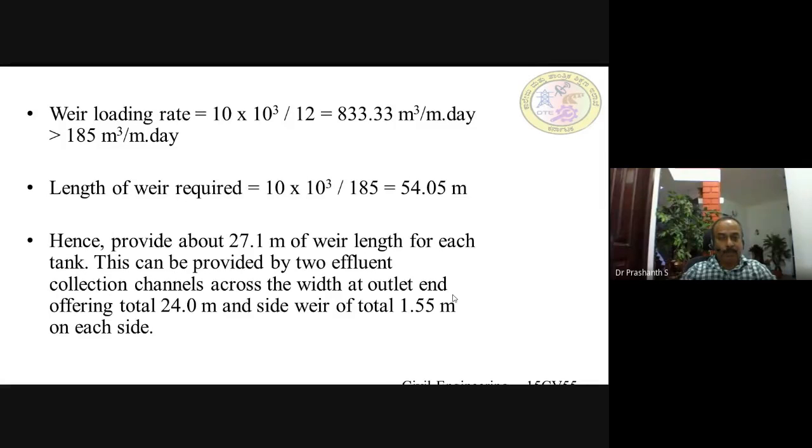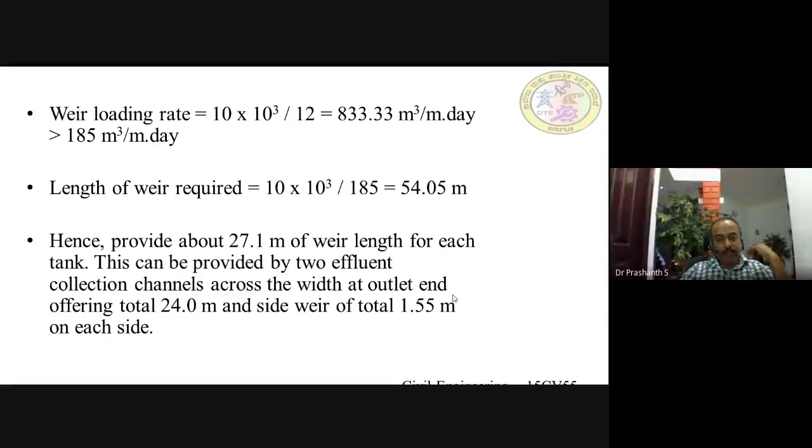So divided by 12 gives you 833.33 meter cube per meter day. It's quite naturally greater than 185. So weir loading rate is also fine. So what is the length of the weir required? Length of the weir required is 10 into 10 to the power 3 divided by 185 gives you 54.5. So hence provide about 27.1 meter of weir length for each tank.